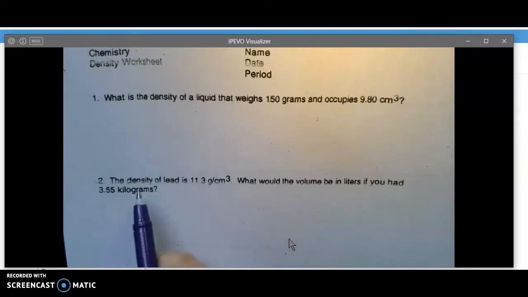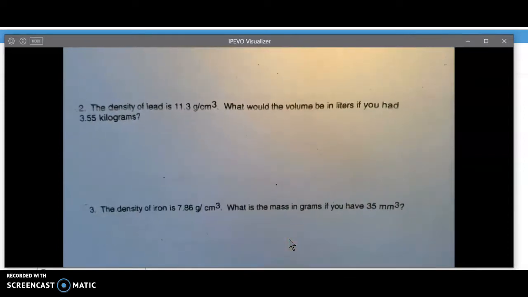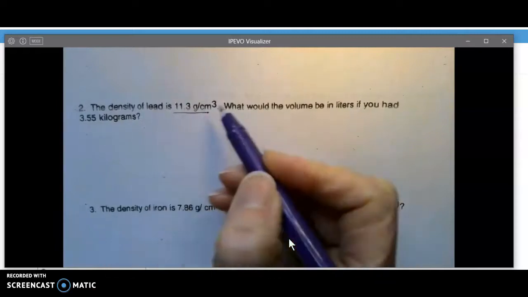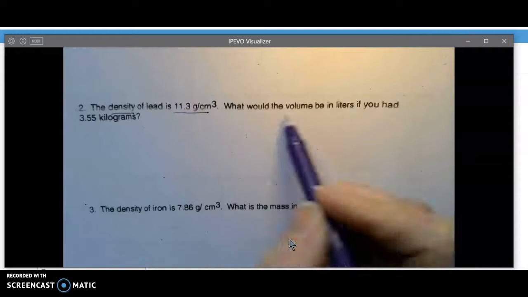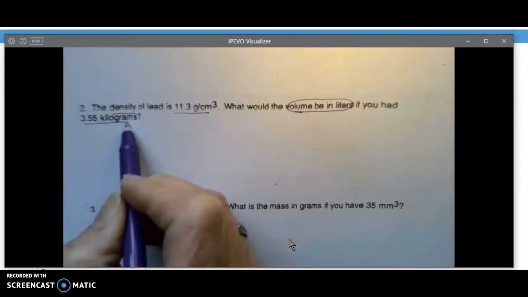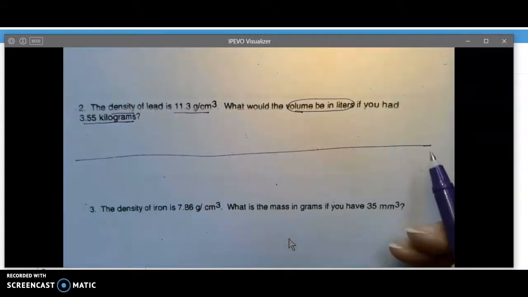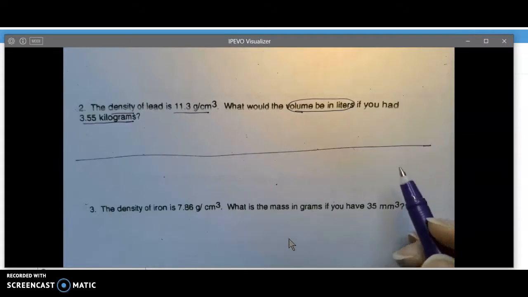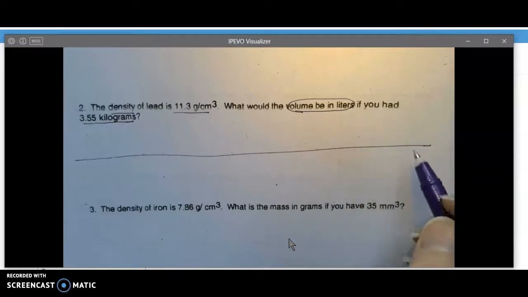So I'm going to start looking at question number 2. The sentence here is just giving me information. So I'm going to need that density idea, but I'm actually trying to find volume in liters, so that's my target, and I have 3.55 kilograms. Anytime you have density problems with this idea of solving for the other quantity, you can do the equation, but as you're going to see, it's not as easy to do it in the equation when you have unit conversions.